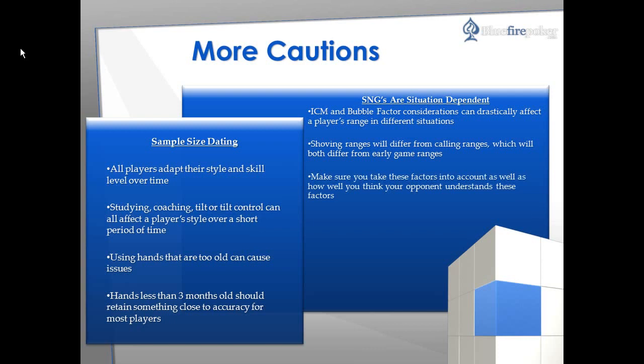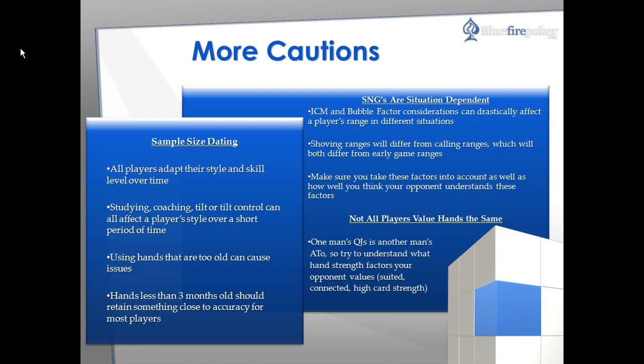And make sure you take these factors into account, but you also have to think about how well your opponent understands these factors and make sure that's part of your decision. And finally, we have to realize that not all players value hands the same. I like to say that one man's Queen Jack suited is another man's Ace 10 offsuit. So you need to try to understand what hand strength factors your opponent values the most, such as suitedness, connectedness, or high card strength.